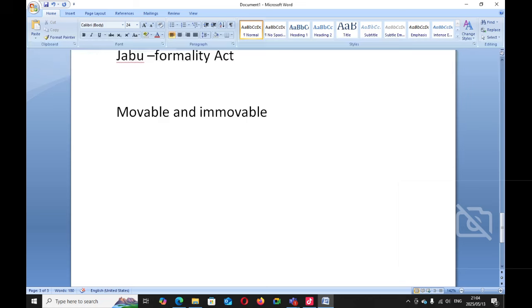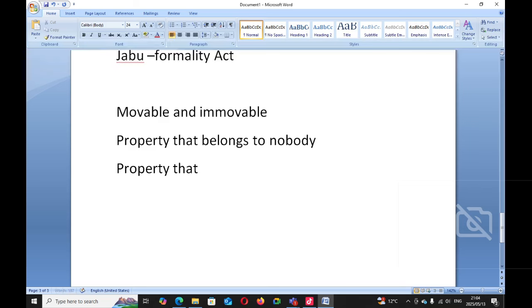So it means that in property, we have property that belongs to nobody, and then we have property that belongs to somebody. Now, we also have property that belongs to somebody, but you find that the ownership may be terminated because of the rules of property. Now, we are going to focus on that.